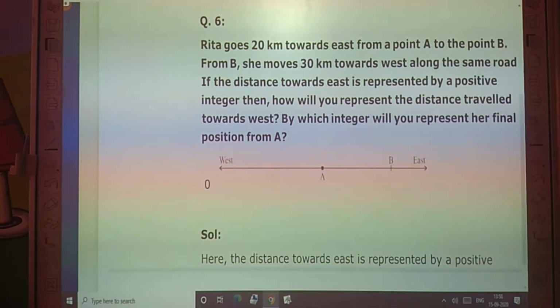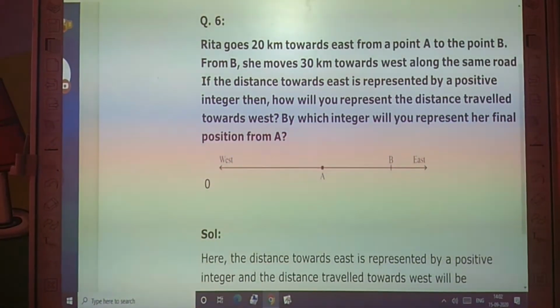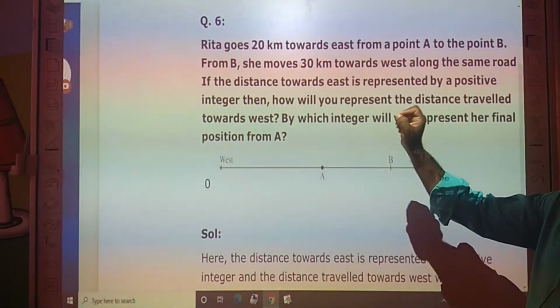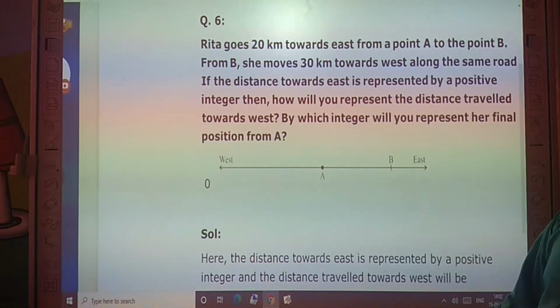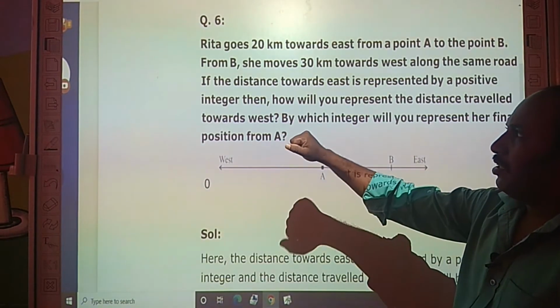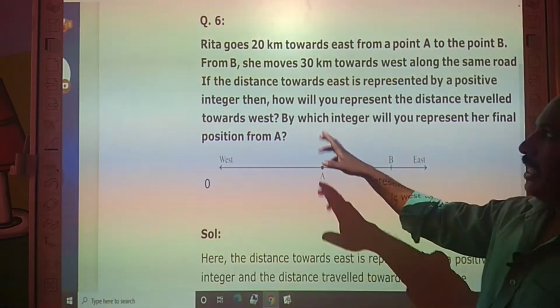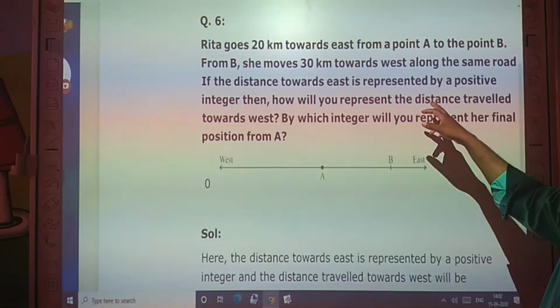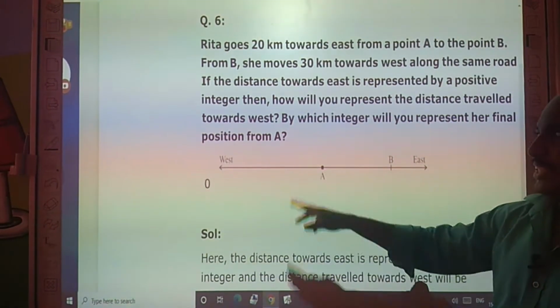Then question number 6. Rita goes 20 km towards east from a point A to point B. From B, she moves 30 km towards west along the same road. If the distance towards east is represented by positive integers, how will you represent the distance traveled towards west?